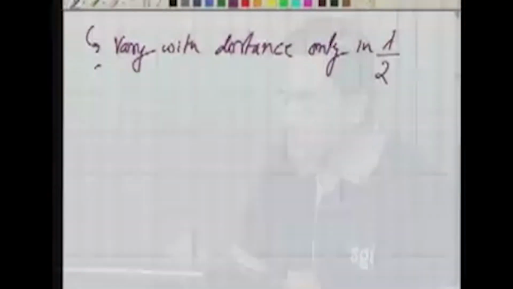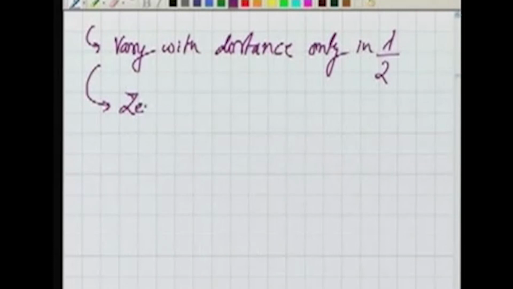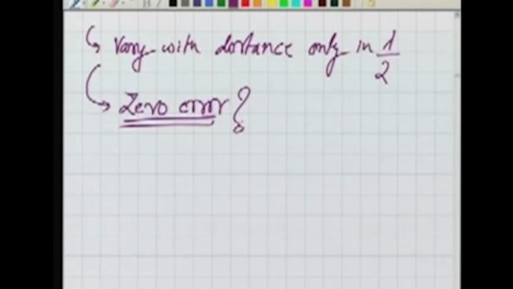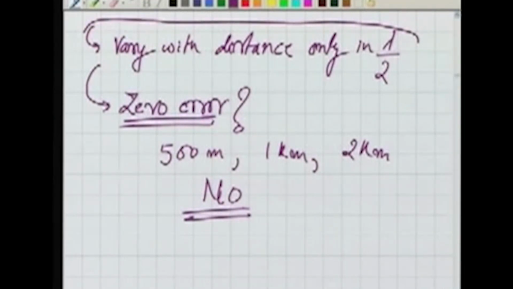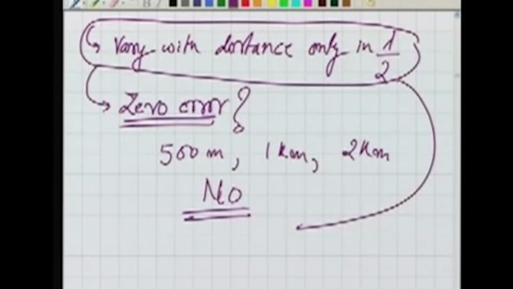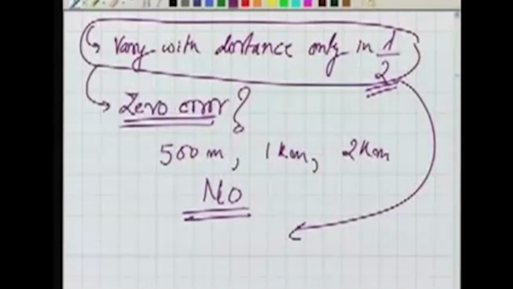Now it is important to note here, in case of zero error, does it vary with distance? If you are measuring, let us say 500 meter once, then 1 kilometer, then 2 kilometer, will the zero error be different in all these cases? No, the zero error will be the same because it was constant and in the same direction. Now about the cyclic error. The cyclic error will vary with the distance, but only within this lambda by 2, not beyond that.